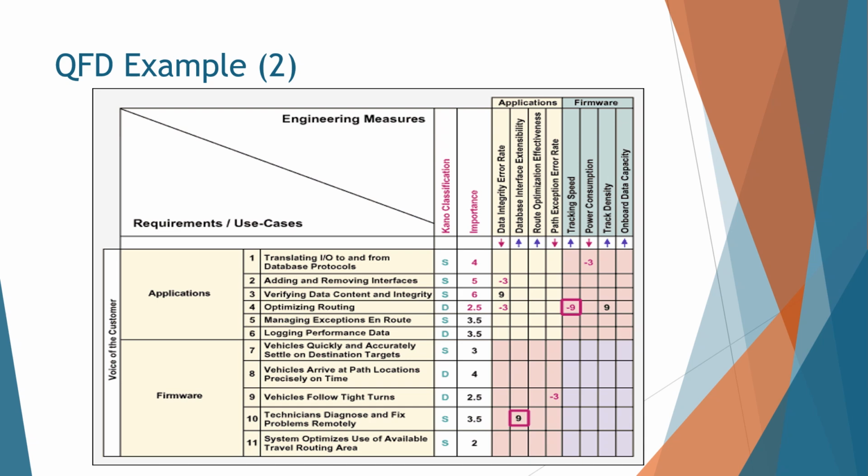As you see, you have S, the satisfiers, and then D, the delighters. And what's the importance of each of these? Well, from here you can see the most important one is the 6. Number 3, verifying data content integrity. What is the least important? Let me look at it very carefully. Boom. The 2. System optimizes use of available travel routing area.